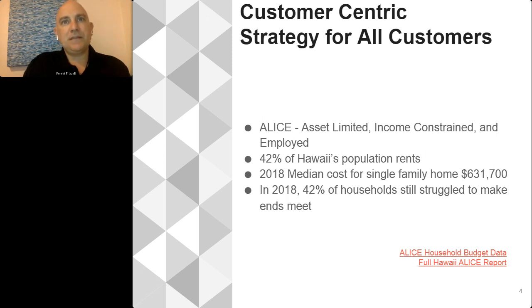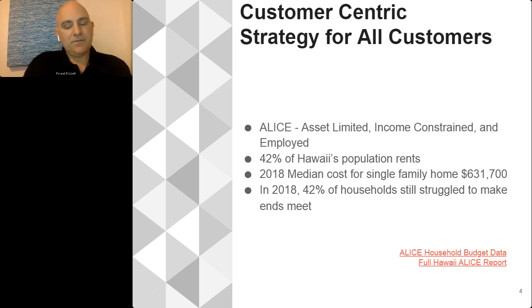And it's increasing in ALICE households. ALICE is asset limited, income constrained, and employed. So essentials such as housing, childcare, food, transportation are all rising faster than the cost of other goods and services. And in Hawaii, and we're seeing this in other locations as well, job growth is concentrated in lower wage jobs. And so there's been minimal increase in wages and fluctuation in job hours. And so schedules and access to benefits makes it harder for workers to budget and plan.